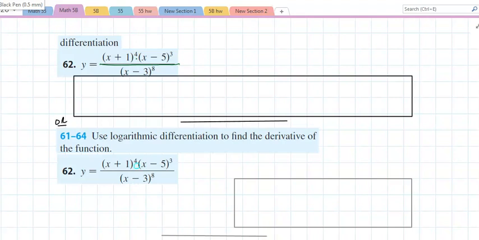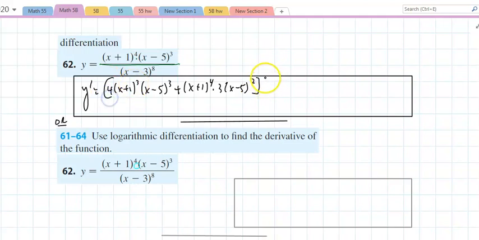Almost done with this section, but it's a very important section, a bit lengthy. If I say differentiate on number 62 just as is, I could say y prime equals the quotient rule. Derivative of the top, that's the product rule: 4 times (x plus 1) cubed times (x minus 5) cubed plus (x plus 1) to the 4th times 3 times (x minus 5) squared, derivative of the top times the denominator.